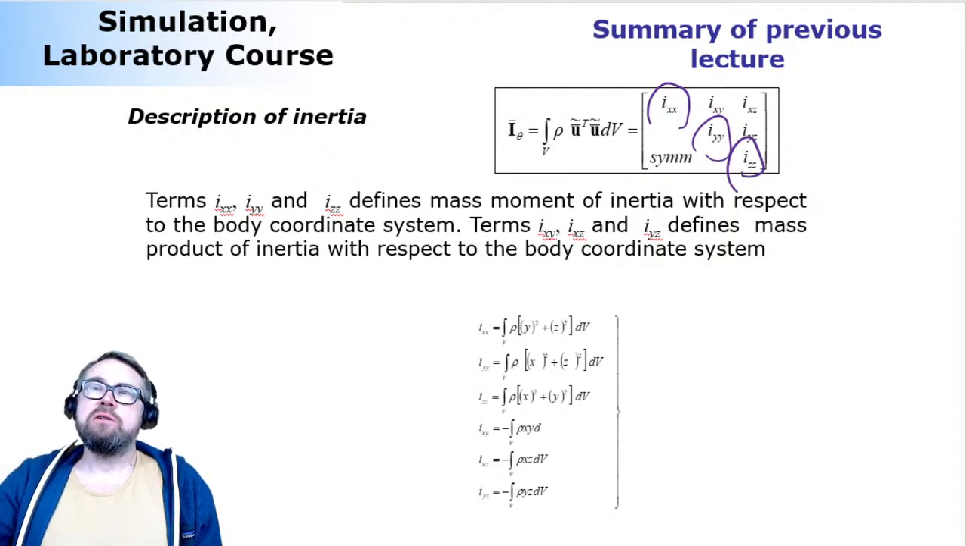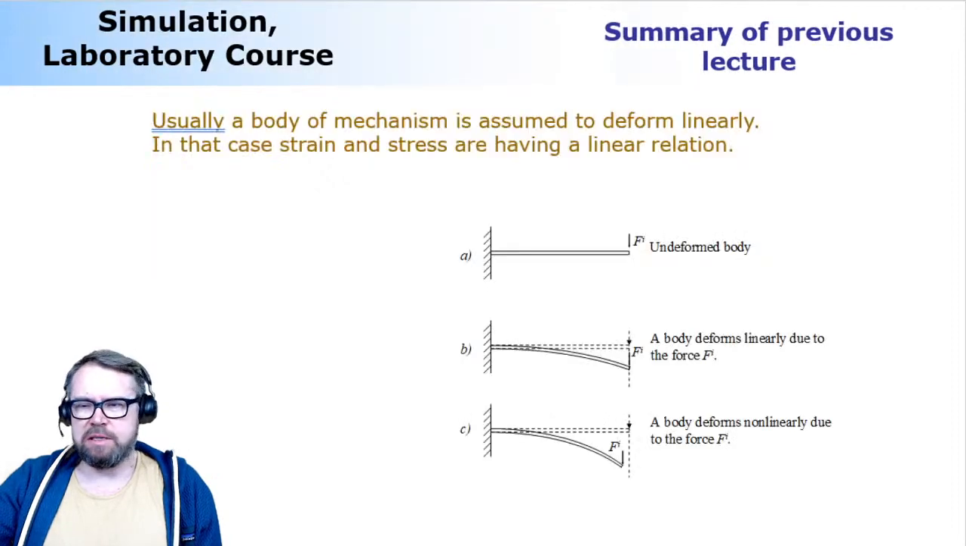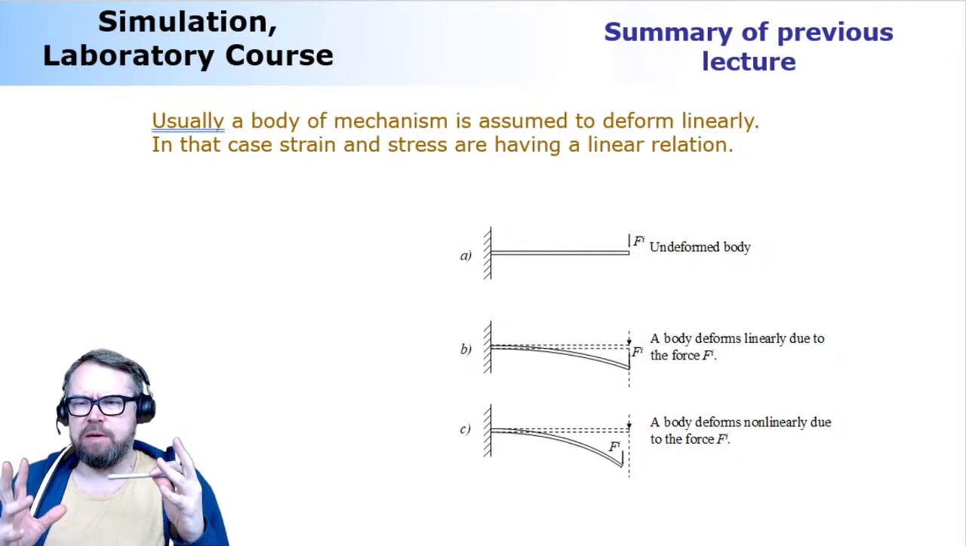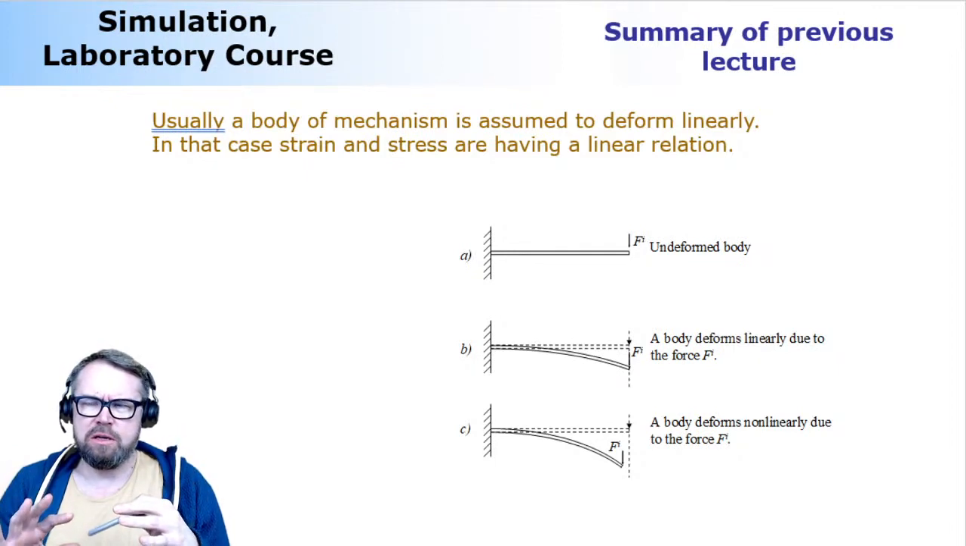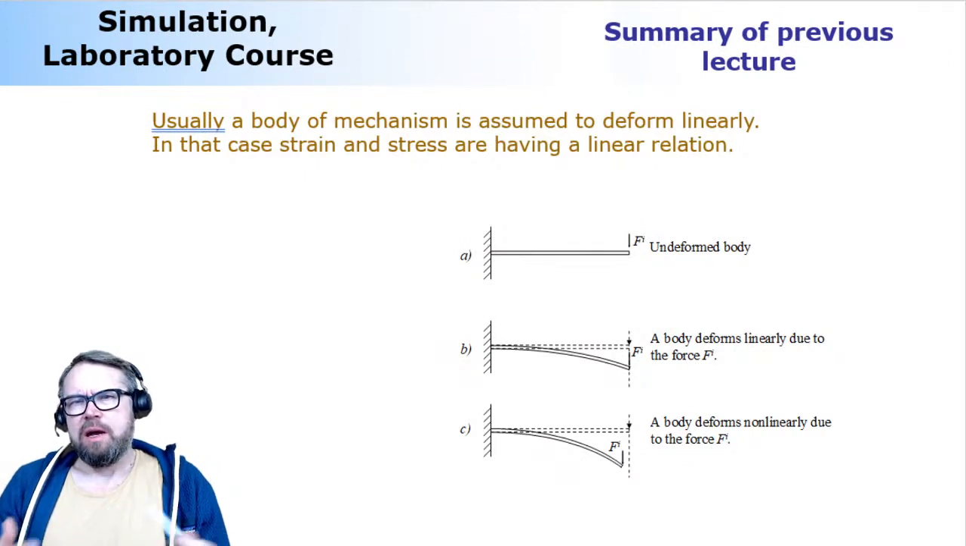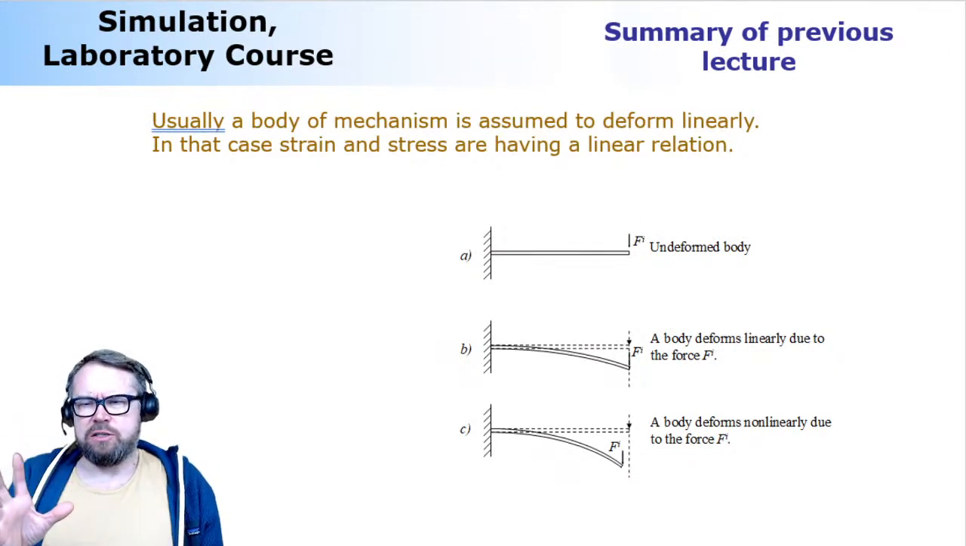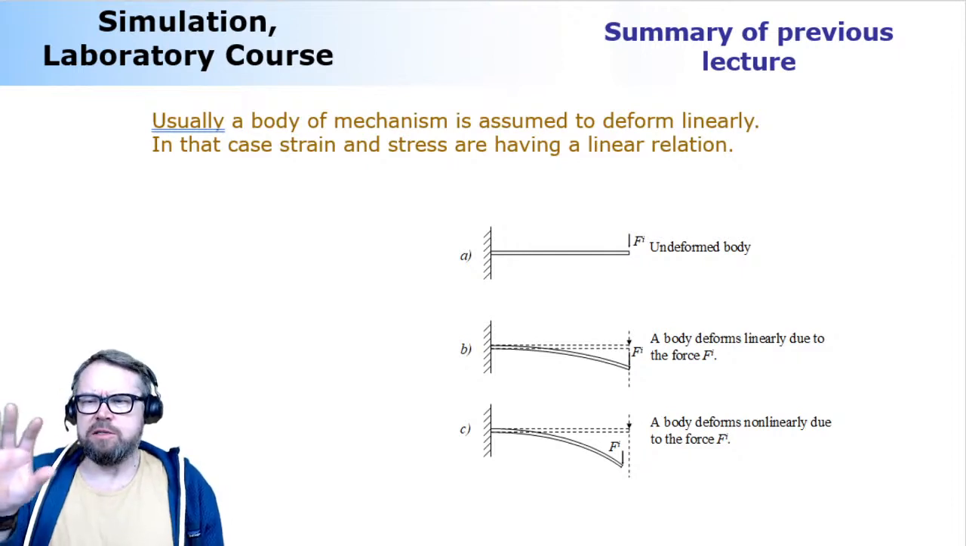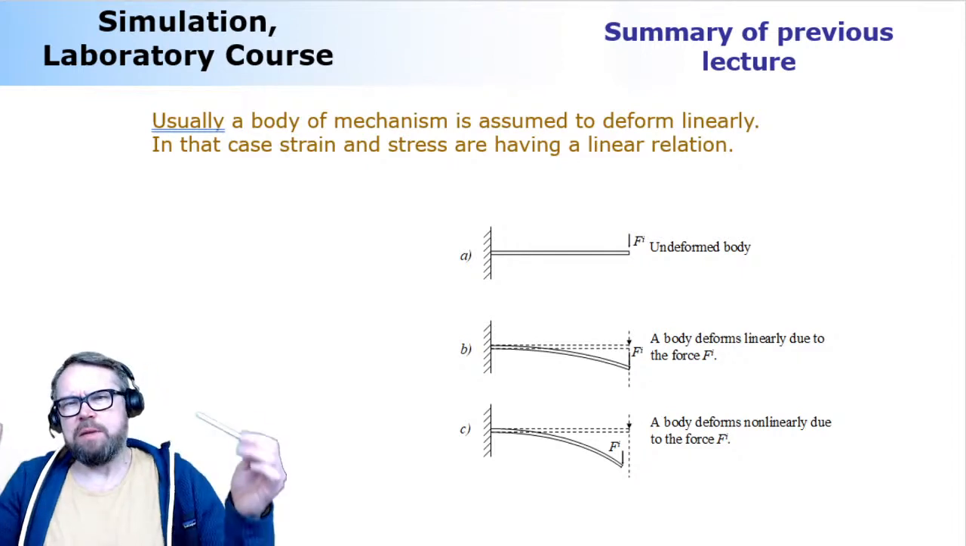And then we moved to flexible multi-body dynamics. The first thing we discussed in the case of flexible multi-body dynamics was how we deal with the amount of deformation. Are we dealing with small deformation or large deformation? Basically, this categorization can be defined based on how you define the displacement-strain relation. Displacement-strain relation, what does that mean?